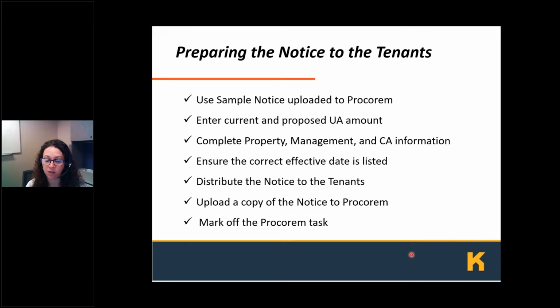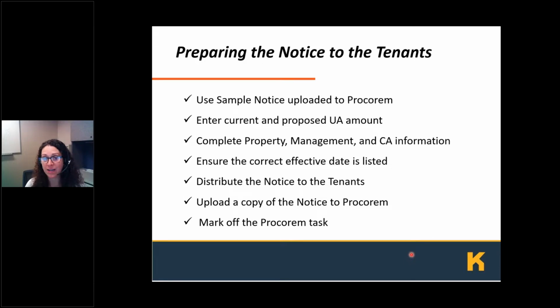It's important to have that accurate. You'll make sure that the correct effective date is listed on this notice. The tenants are going to want to know, when does this change take effect? Then you're going to distribute this notice to your tenants and upload a copy to us. We have to have a copy of this. So after you've completed it, you can send it to us or send it to your tenants. Either way, first, make sure we get a copy uploaded to Procorum.